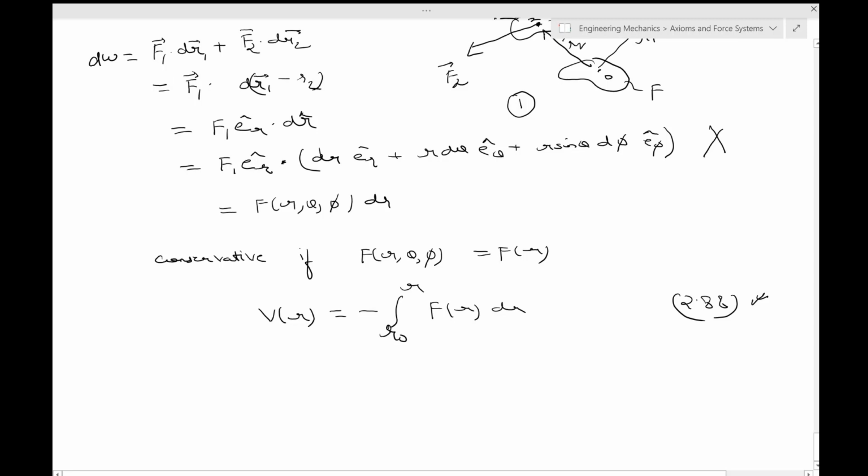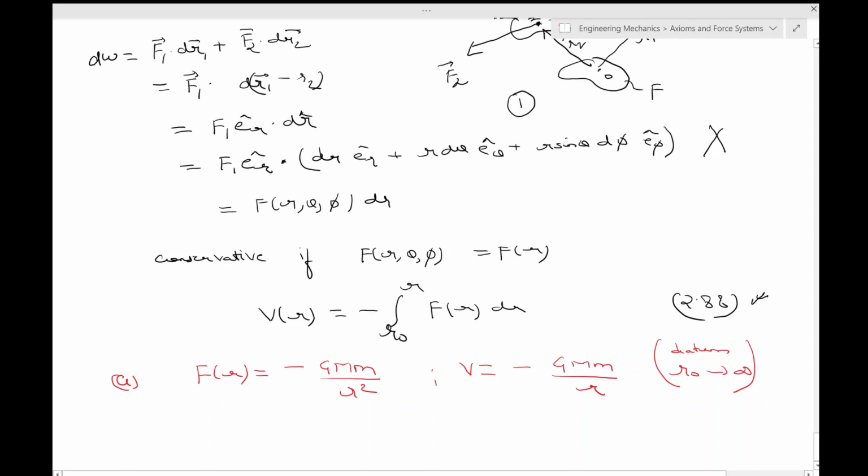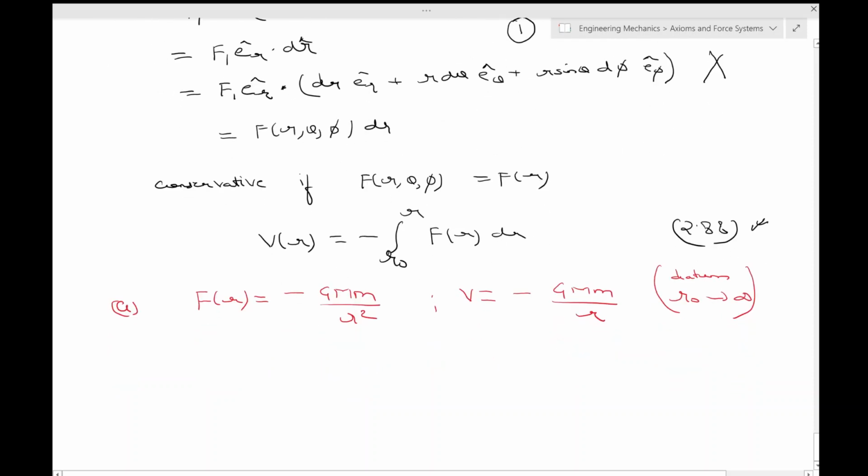Okay, now you have already done this before, but I will write out just the answers. If you have, say, a gravitational force minus GMm by r square, then the potential energy should be equal to minus GMm by r. Please do this and do not skip this. Datum over here is r naught tending to infinity. So at infinity the potential energy is assumed to be 0.